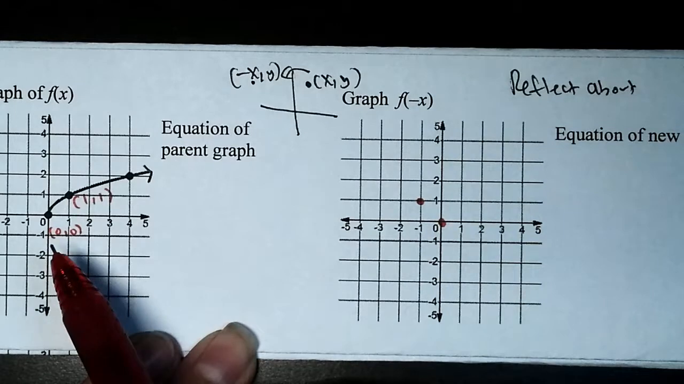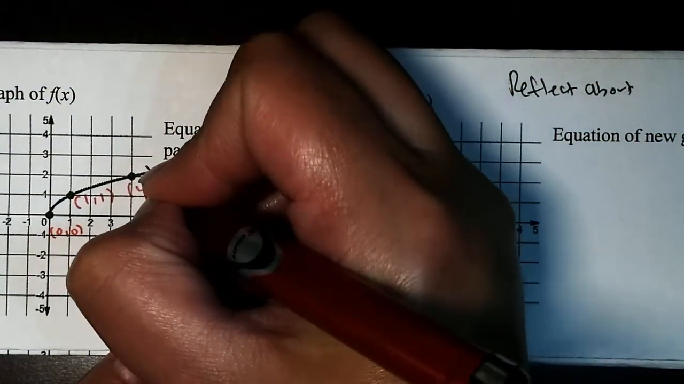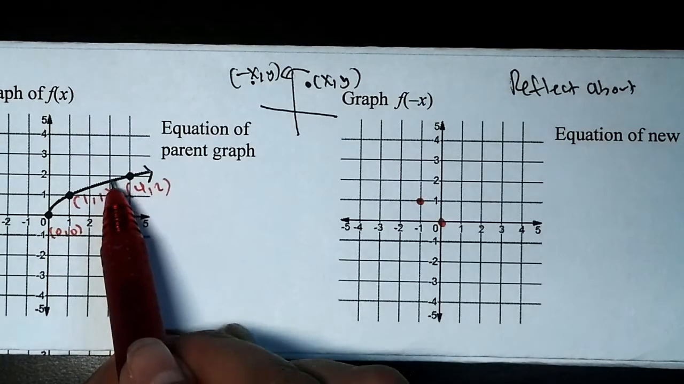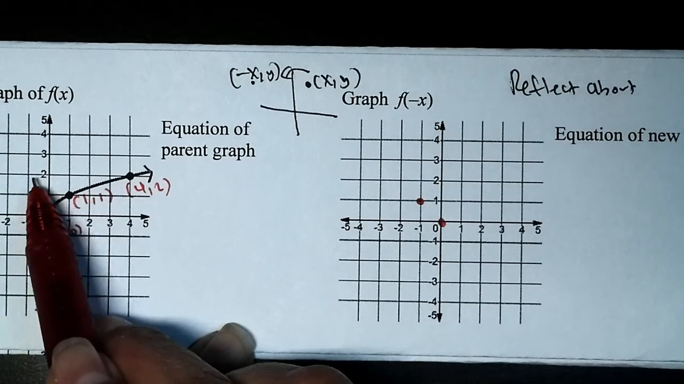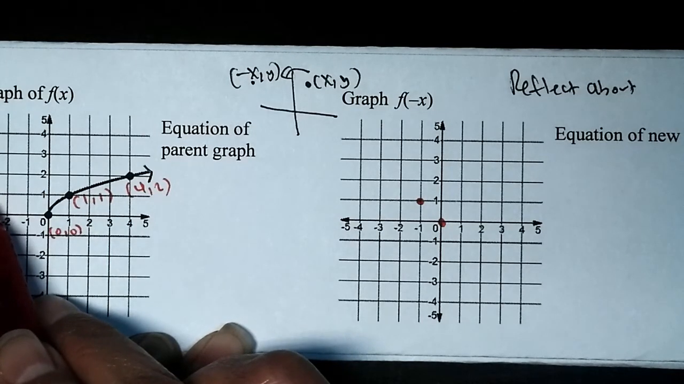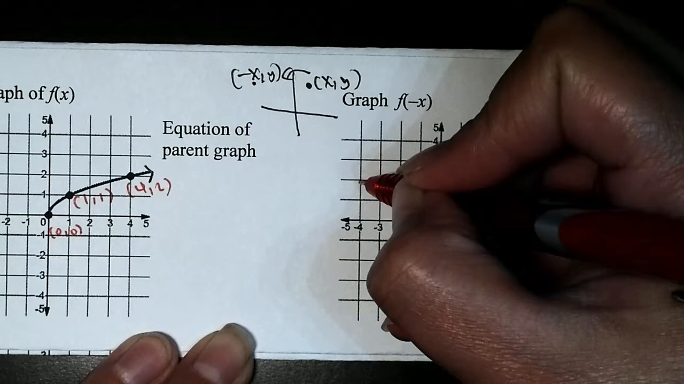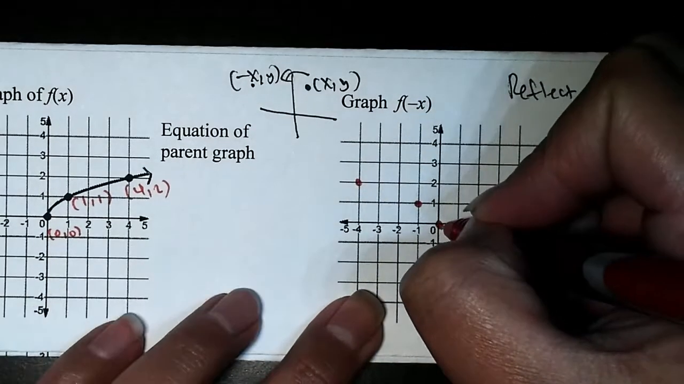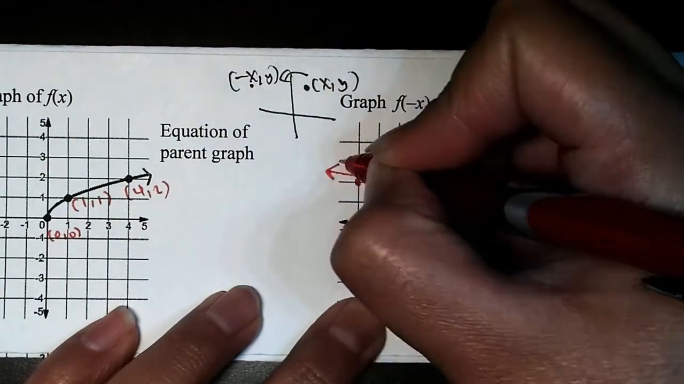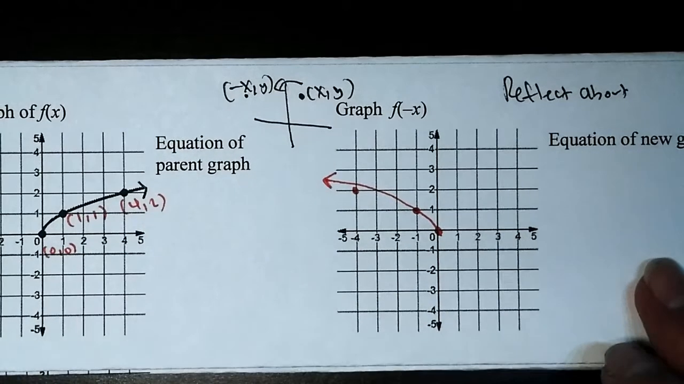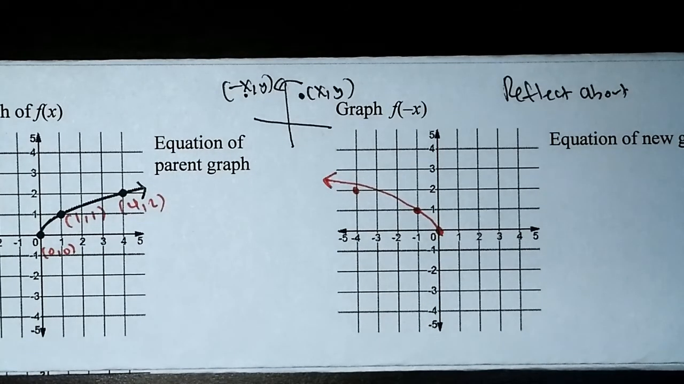And then the next one is (4, 2). So if I'm 4 units away from the axis, I should be 4 units away on the other side, so that should bring us to (-4, 2). Oops, I missed the mark. It's okay. Teacher will still give me full credit. So let's go ahead and write the equation.